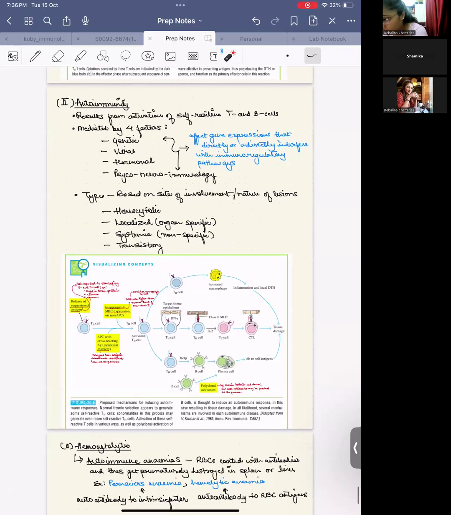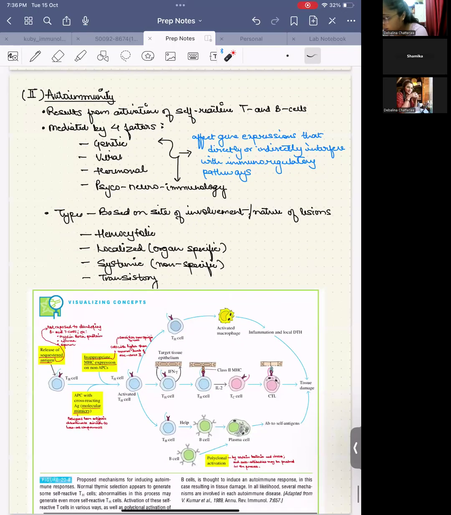So now coming to autoimmunity. We just saw that an exaggerated immune response to foreign antigens can be very harmful. At the same time, what can also be very harmful is the immune response, the normal immune response, but to my own antigens, right? To my body's own antigens. Now, how is that happening?